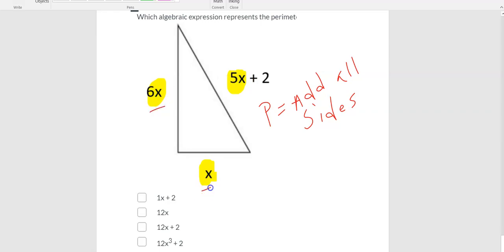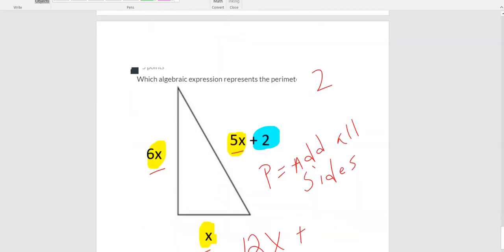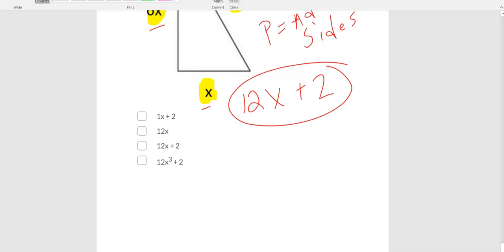So 6x plus x is 7, plus 5 more gives me 12x's. But this 2 over here, there are no other whole numbers to add, so it would just stay positive 2. All right, so it's just going to stay plus 2. That's the expression for the perimeter. I don't get an answer. I'm not having to solve anything. And that's pretty much it.